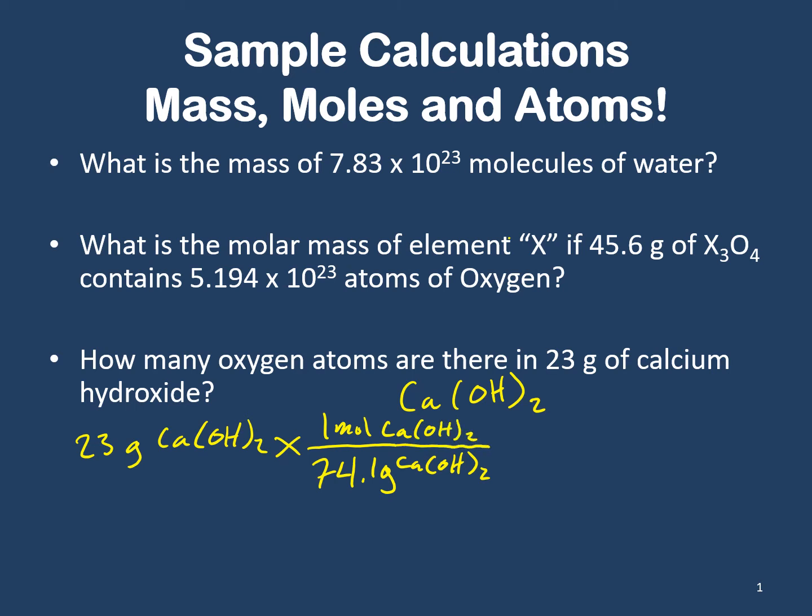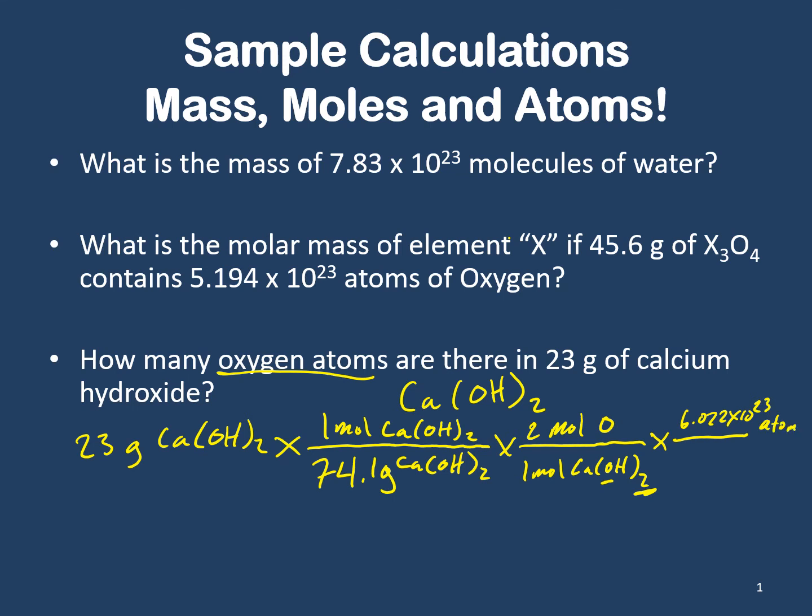All right, so I want to know how many oxygen atoms there are. The next step is to go from moles of calcium hydroxide to moles of O. Because there's this 2 here on the outside of the exponents, we know every 1 calcium hydroxide contains 2 oxygens. Lastly, I just need to use Avogadro's number, 6.022 times 10 to the 23 atoms of O in 1 mole of O, to get my number of atoms of oxygen in this compound.